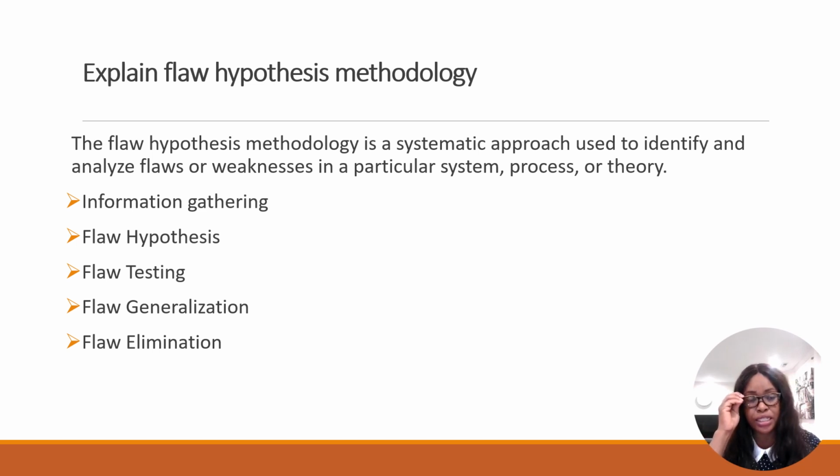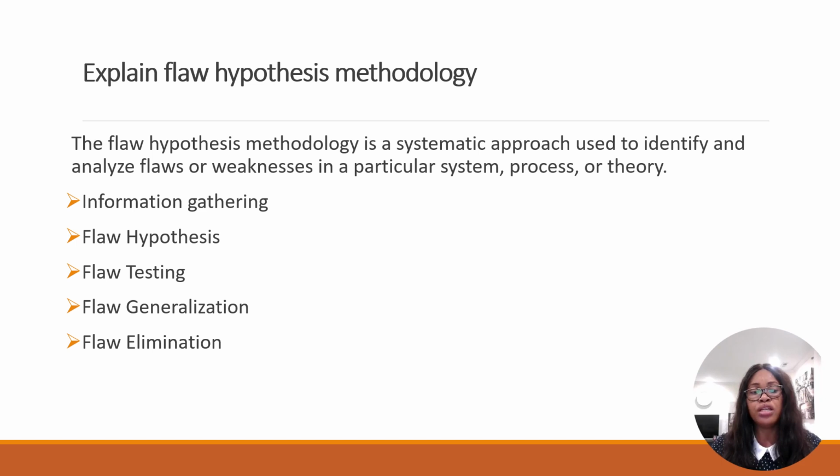And then here it says explain the flaw hypothesis methodology. So the flaw hypothesis methodology is a systematic approach used to identify and analyze flaws or weaknesses in a particular system, process, or theory. This methodology comprises 5 distinct steps, which include information gathering, the flaw hypothesis, the flaw testing, the flaw generalization, and flaw elimination.